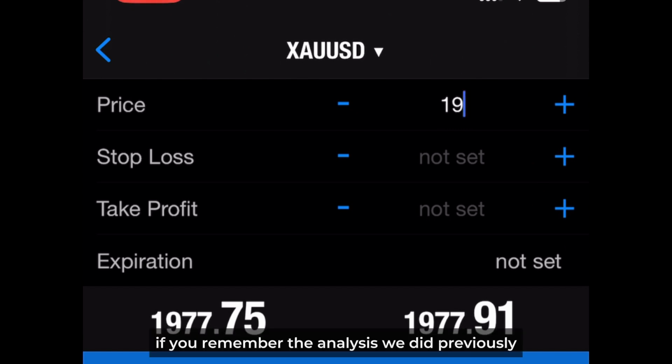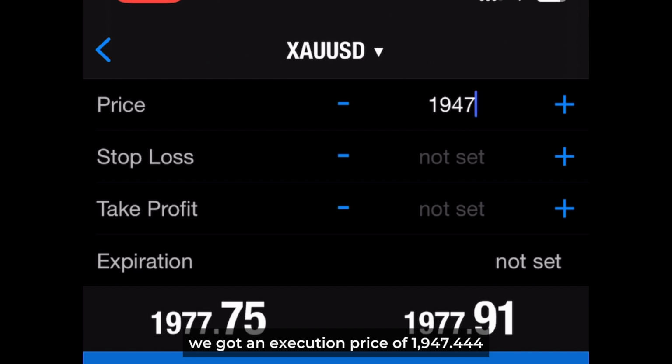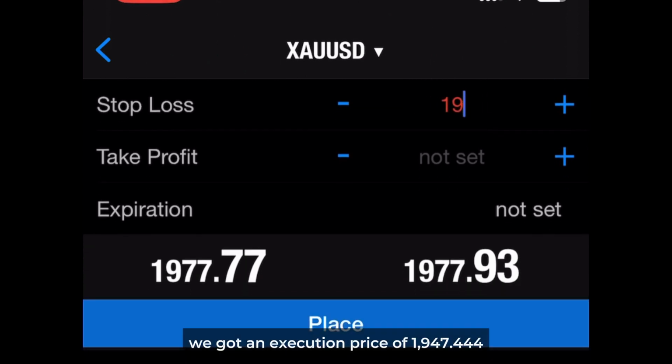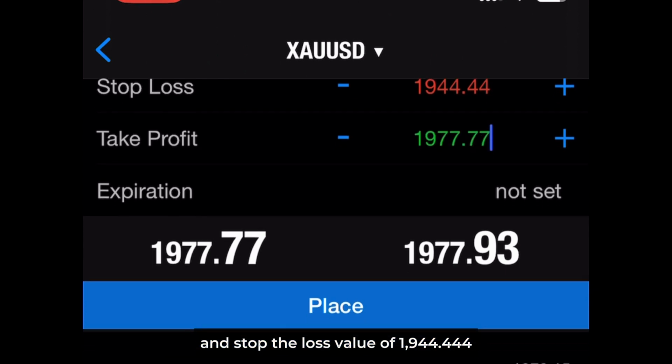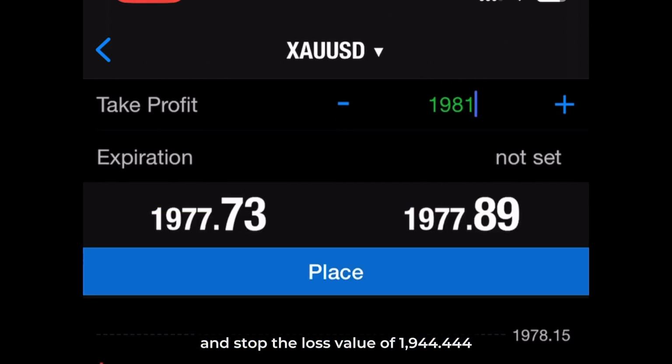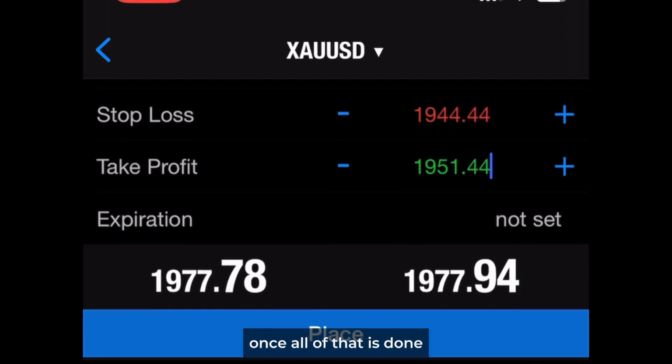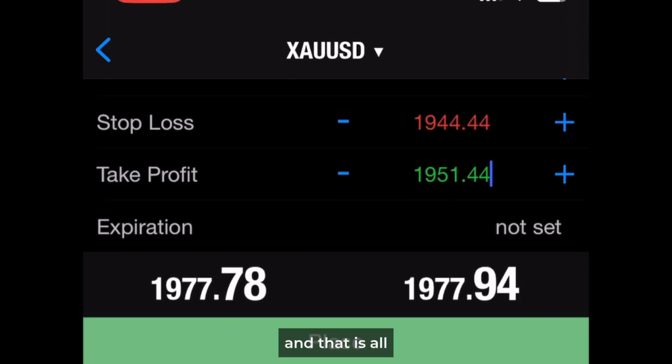If you remember the analysis we did previously, we got an execution price of 1947.444, and we analyzed the take profit of 1951.444 and stop loss value of 1944.444. Once all of that is done, click on the Place button, and that is all.